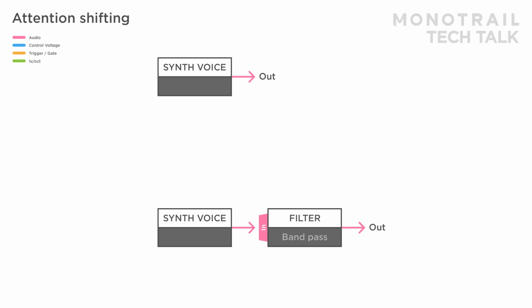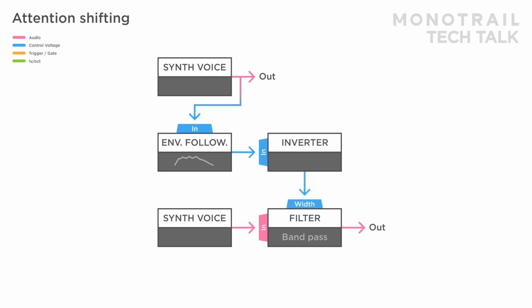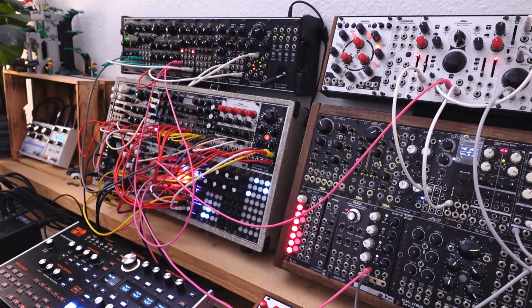To create simple interaction, a copy of the direct audio of the first voice is sent to an envelope follower to create a modulation curve based on its loudness. That signal is sent through an inverter and used to modulate the bandwidth of the bandpass filter. In this setup, the top voice is a bass, removing the low end of the lower voice when it comes in.